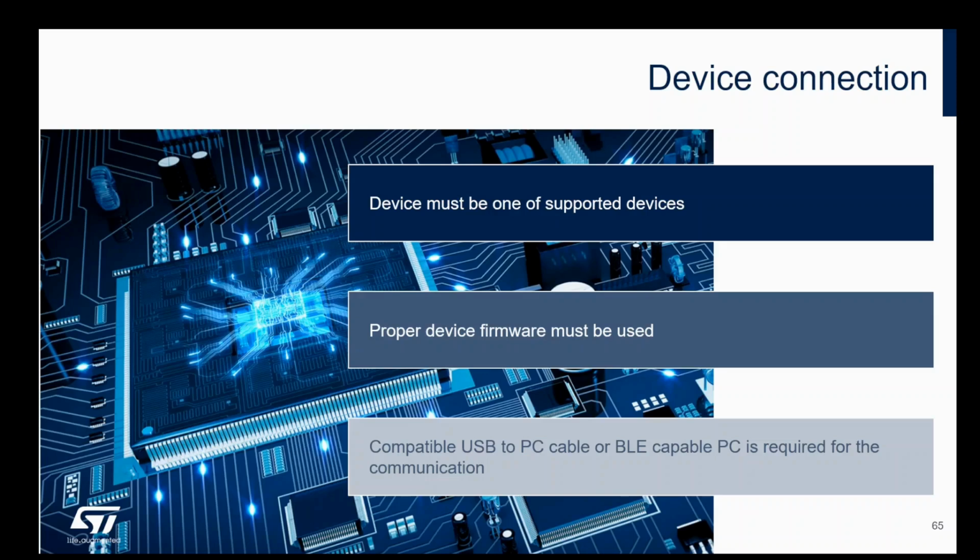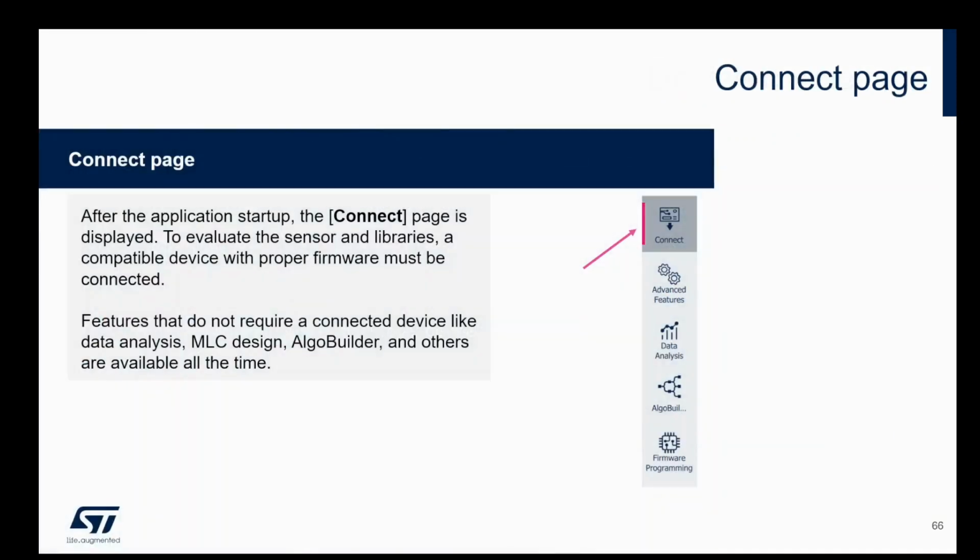And you need to use a compatible USB to PC cable, or if you prefer to work with Bluetooth, you need to specify that. So there are two ways to connect your device to the laptop. One is USB, the other one is BLE. So this is your connect page. You arrive at the connect page, and you basically select this connect button.